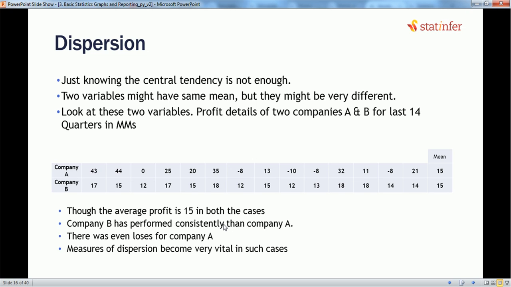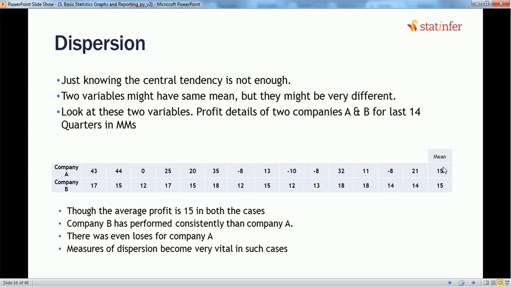So what could dispersion be? Just like I discussed, central tendency is not enough, so getting just a mean or median will not help us. For example, we have 2 companies and the profit by month of these companies. In company A, sometimes there is a lot of profit percentage, sometimes it's very low, and sometimes it even goes into loss.